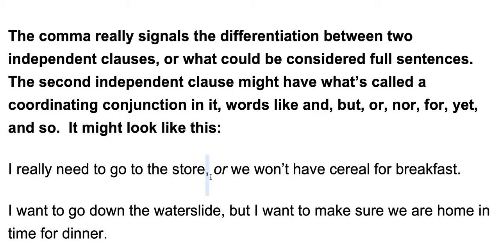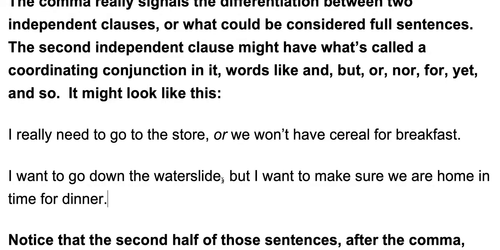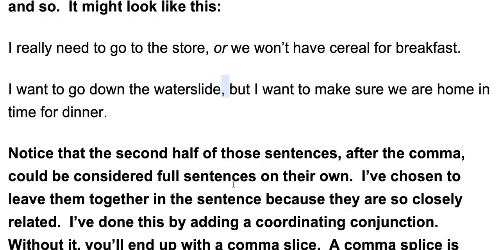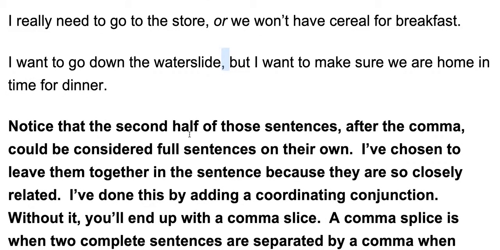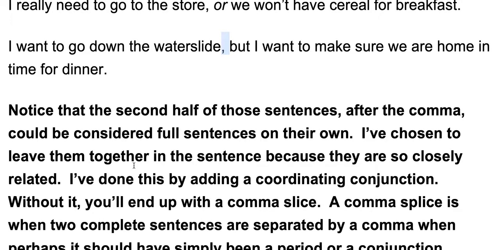There's also that comma though. I want to go down the water slide, but I want to make sure we are home in time for dinner. There's a coordinating conjunction here, but, right? And it joins these sentences together. It shows their relationship, and they're separated by that comma. Okay? So notice the second half of these sentences after the comma, it could be considered a full sentence on its own. I've chosen to leave them together in the sentence because they're so closely related.